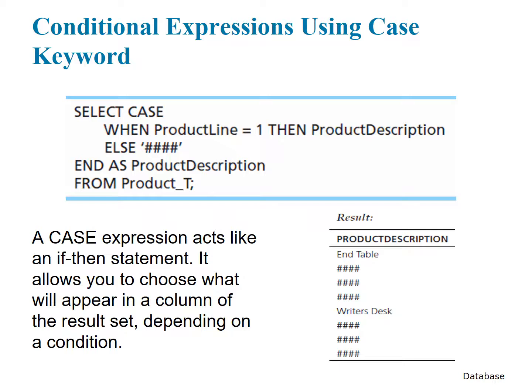The query: select case when product line equals 1, then product description, else shop end as product description from the product table.